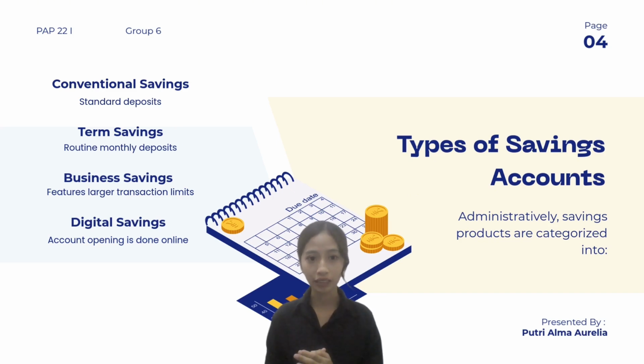Administratively, saving products are categorized into four main types. The first is conventional saving. These are standard deposits. The second is term saving. Saving that involves routine monthly deposit over a specific period. Third is business savings. This account is designed for business use, featuring larger transaction limits. The fourth is digital savings. Account where the opening process is done entirely online.